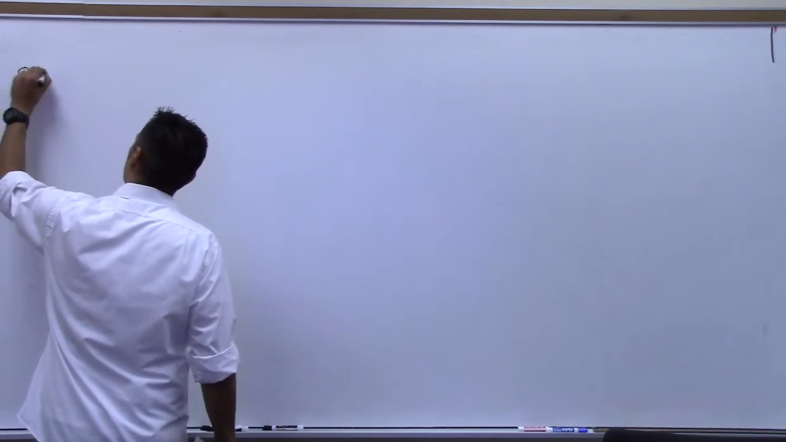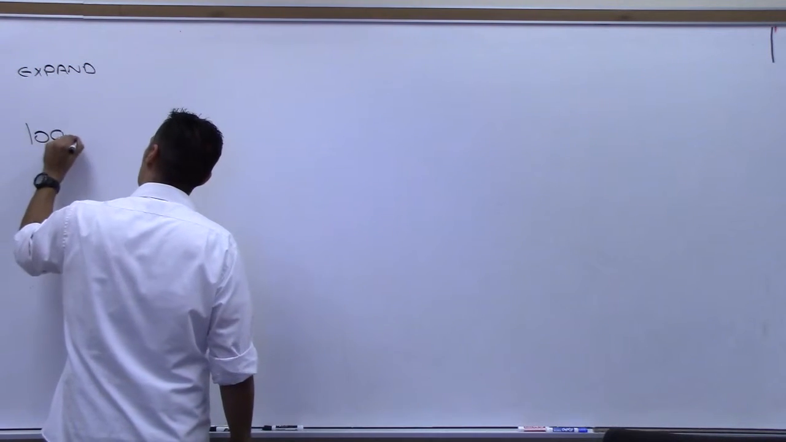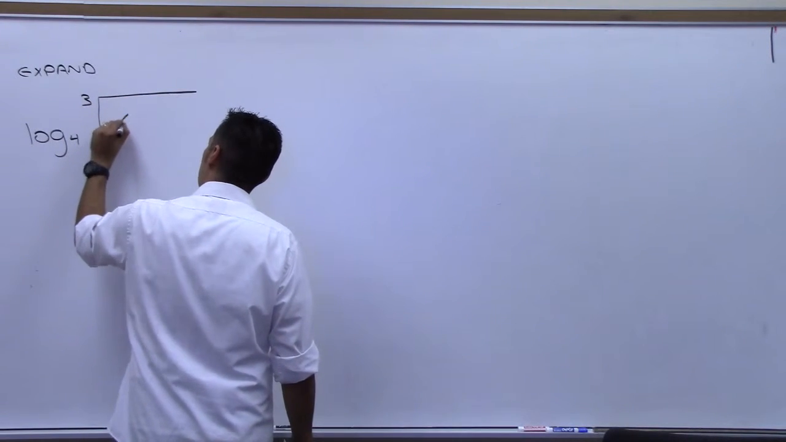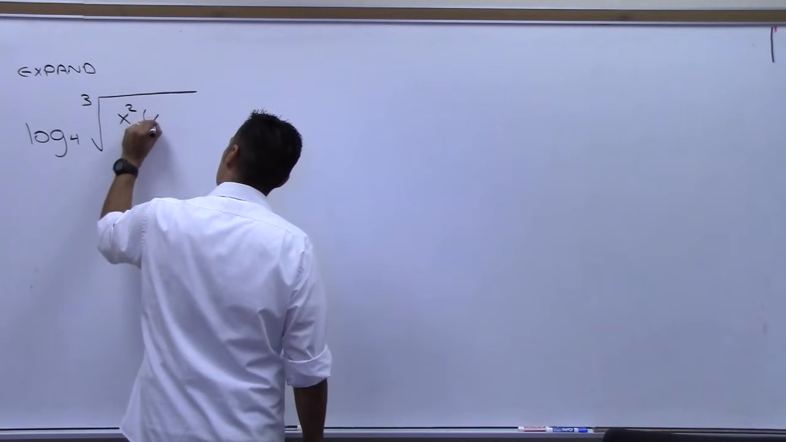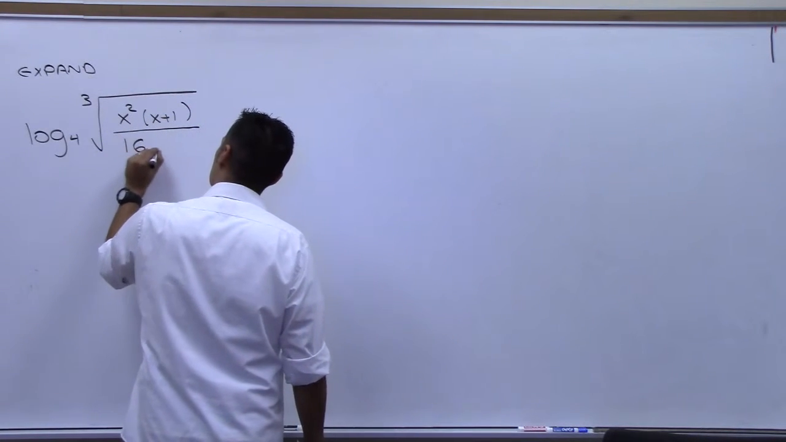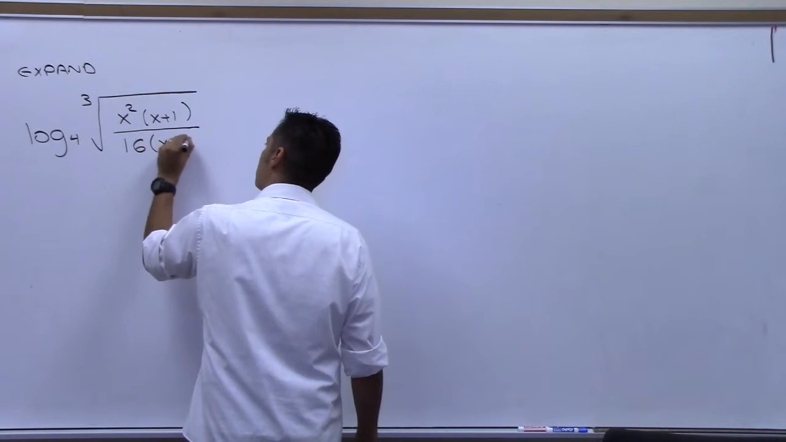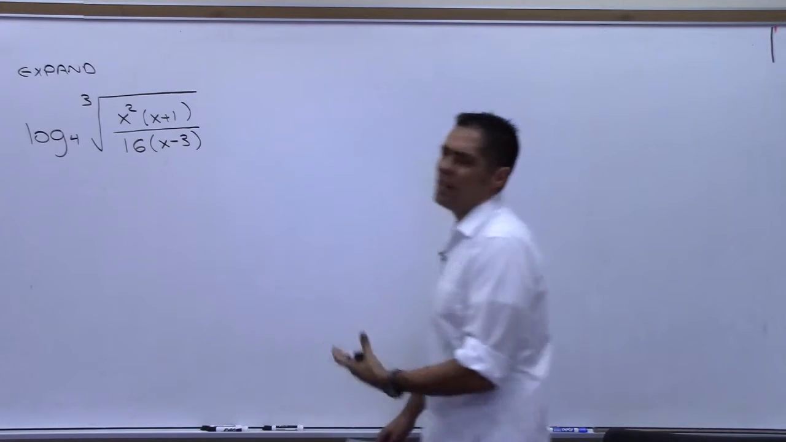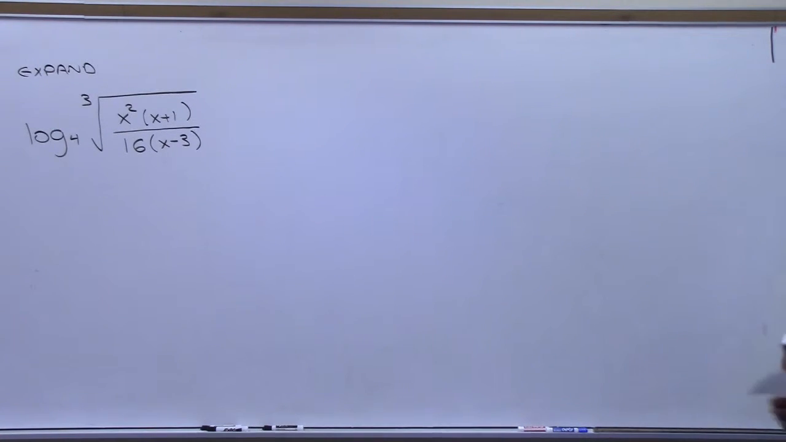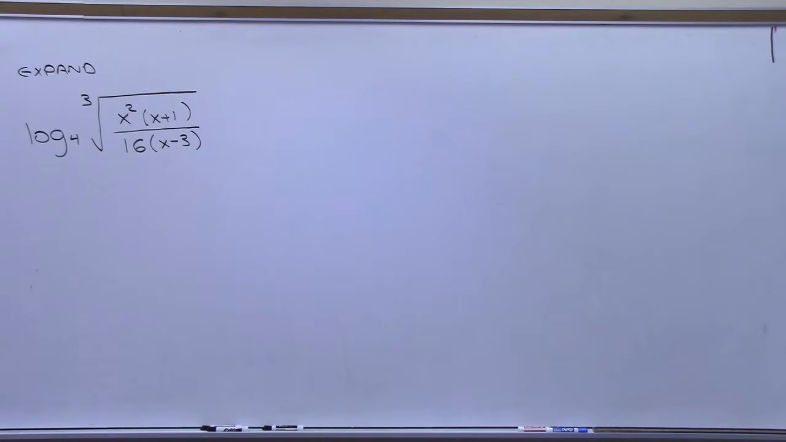Expand log base 4 of cube root x squared times x plus 1 over 16 times x minus 3. I'm trying to make it ugly so that, you know, it's kind of like if I beat you real bad today with a problem, then on the final it won't feel so bad, right?